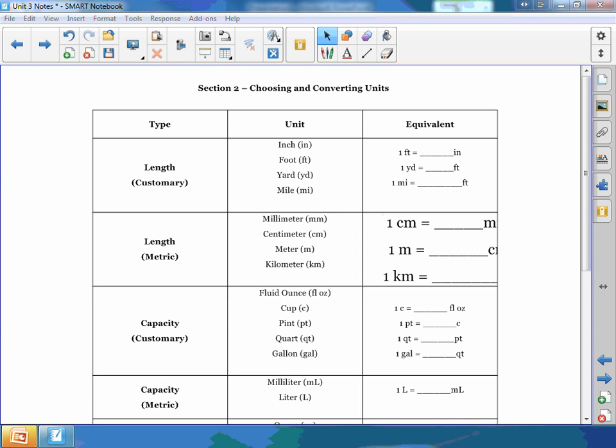So what I'd like you to try to do on your own here is go through and fill in as many of these conversions as you think you know. Now, this is not a test, and if you don't do that well on it, that's okay. But I'm just curious how much you know about these conversions already. All right, so go through and fill in what you can.